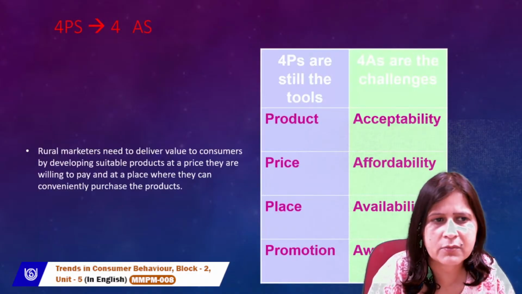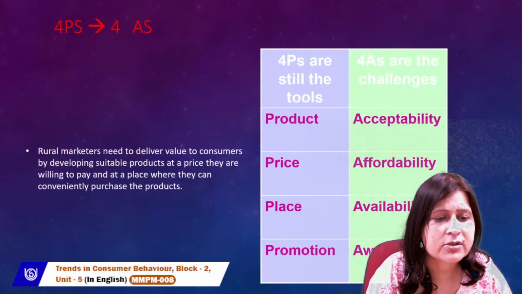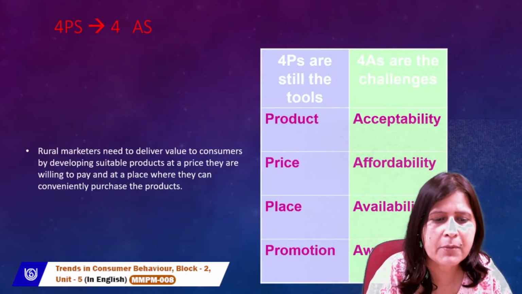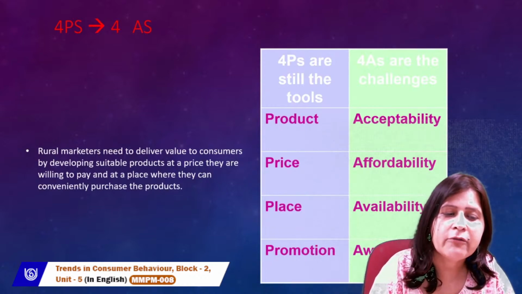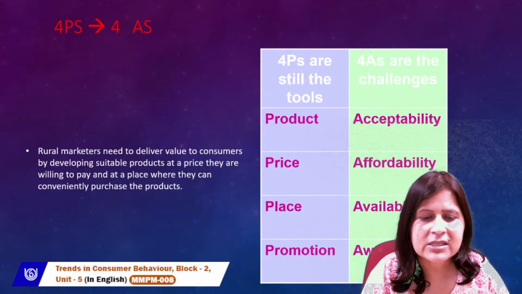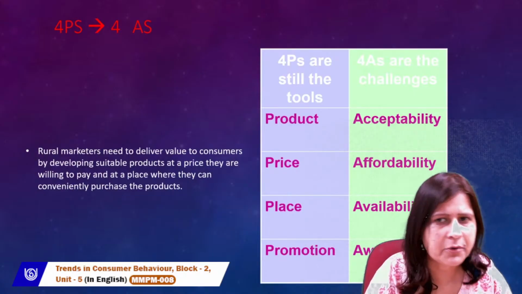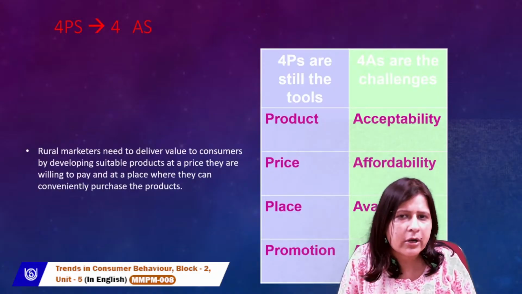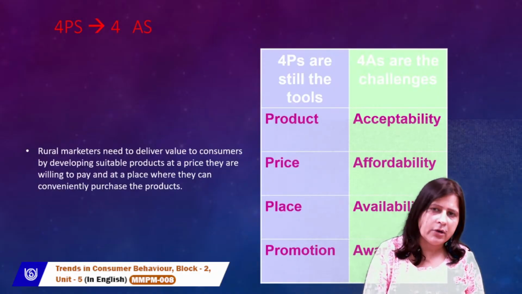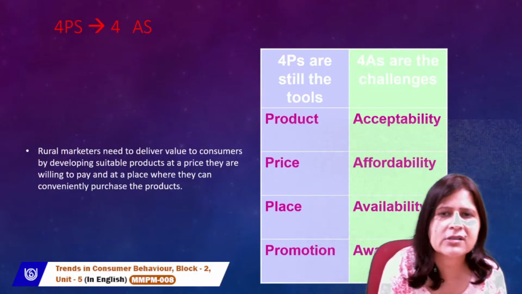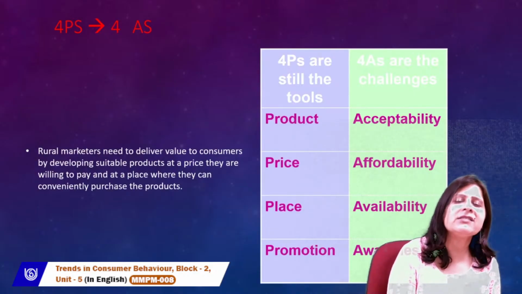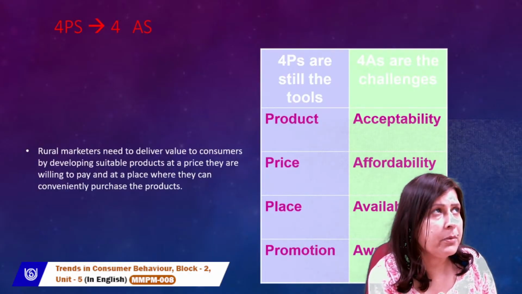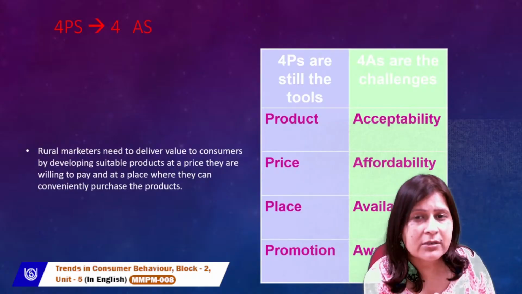What should be the product and service decision? Rural markets need to deliver value to the consumer by developing a suitable product at a price they are willing to pay and at a place where they can conveniently purchase the product. So this is very important. See, you cannot offer the same product to urban people and rural people because of the differences in their buying behavior and buying decision process, right? For rural people, price matters a lot, right?